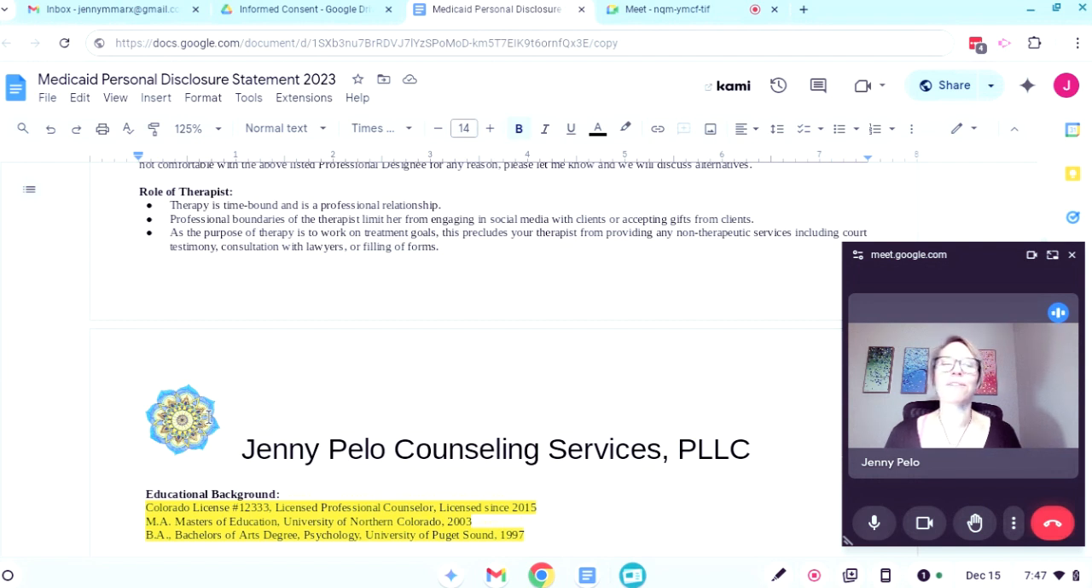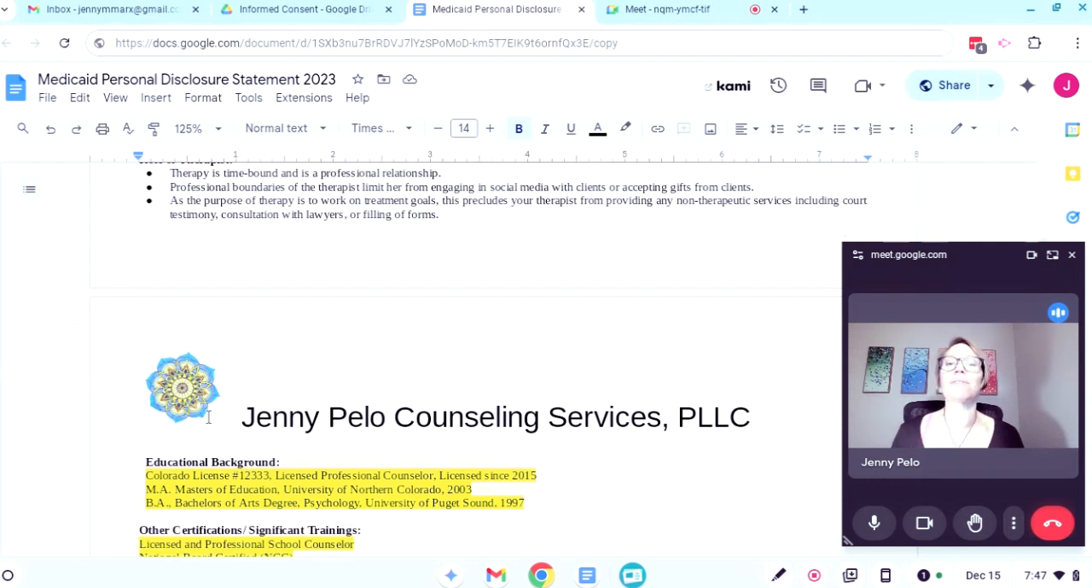Also, in confidentiality, I forgot to say that I have something in there about just that I consult with others, so they can know that that's going to be a part of things. And then I talk about the role of therapist and some of the elements that go into that. There are professional boundaries, and engaging in social media and accepting gifts from clients are things that I'm not really allowed to do. It's unethical. And then just that therapy is time bound, that we would expect to have a certain time that we would hopefully meet goals and be able to terminate.